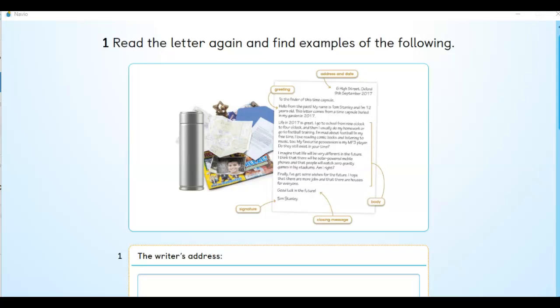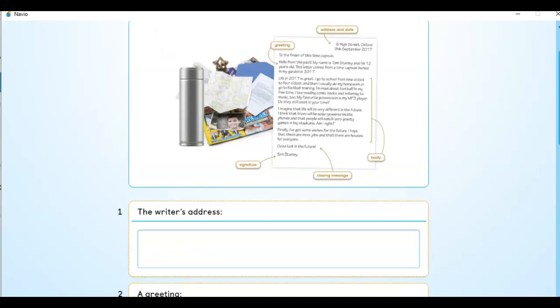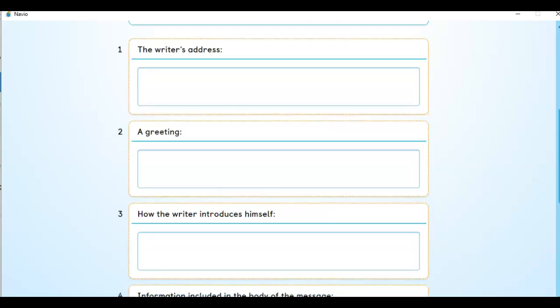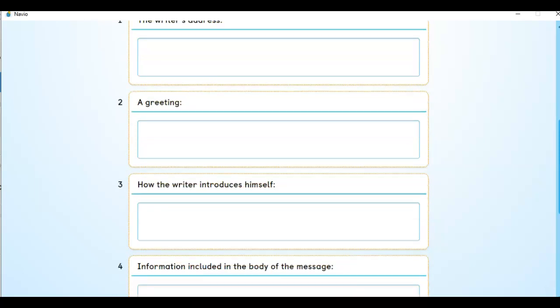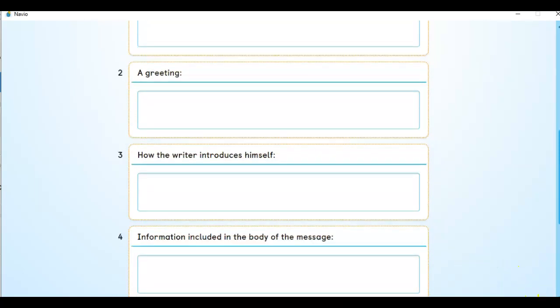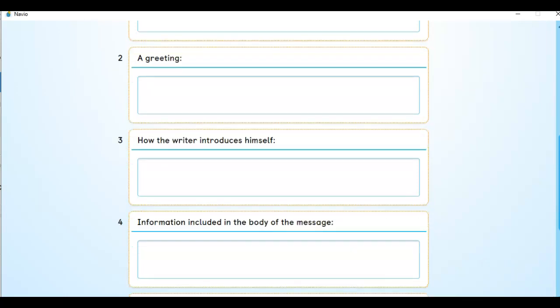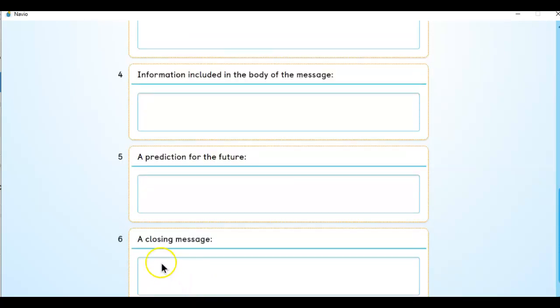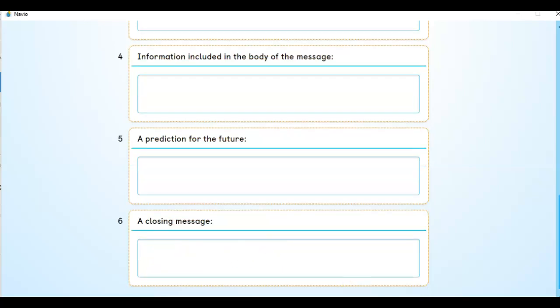The address, copy it on a piece of paper. Also, a greeting. What's the greeting that you can find there? How the writer introduces himself. And finally, information included in the body of the message, in each paragraph, right? And finally, a prediction for the future and the closing message. Write it down.